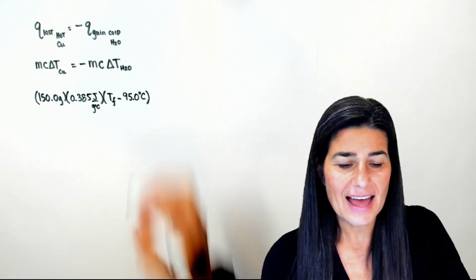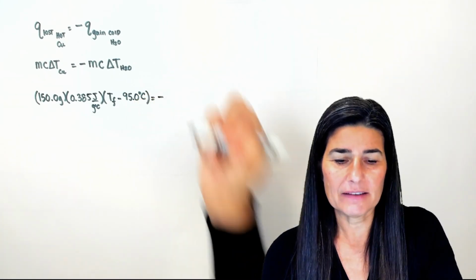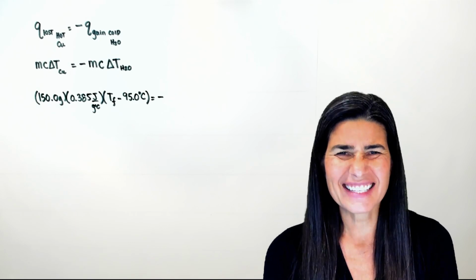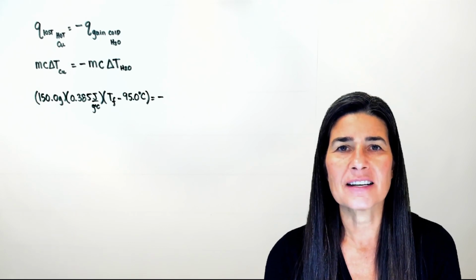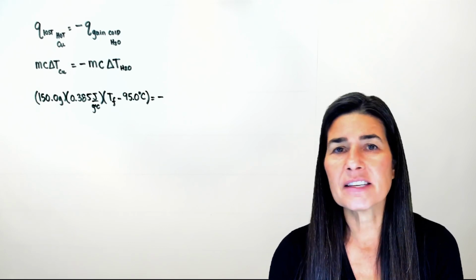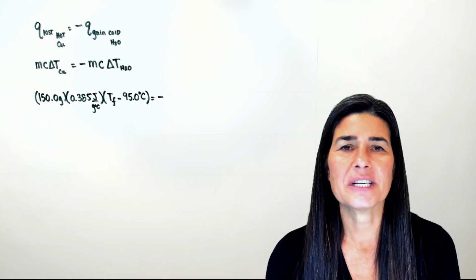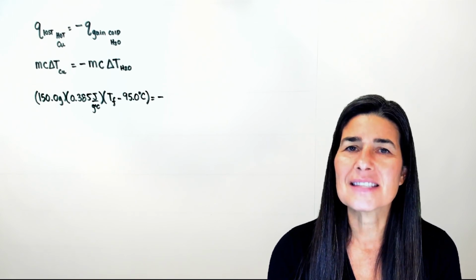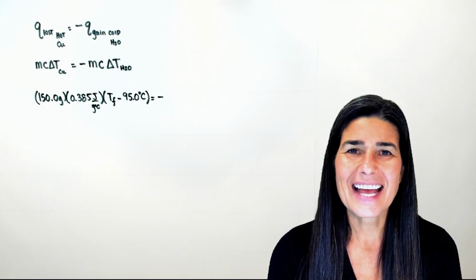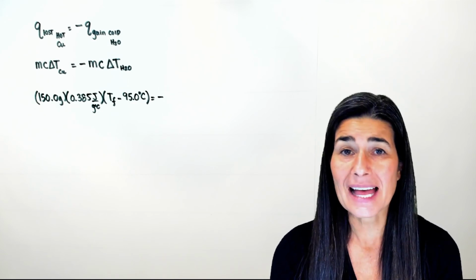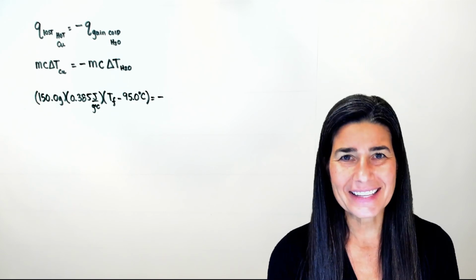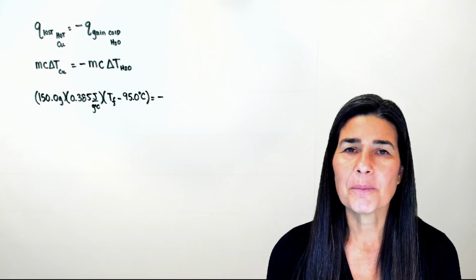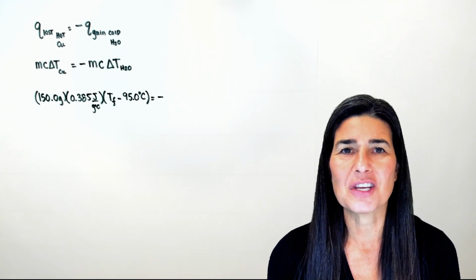Okay, that equals negative mass of the water. Well, in this case, they actually didn't give us a mass of the water. They gave us the volume of the water, 250 milliliters. However, they also gave us the density of water. They tell us that the density is a gram for every milliliter. So if we have 250 milliliters, then we're going to have 250 grams.